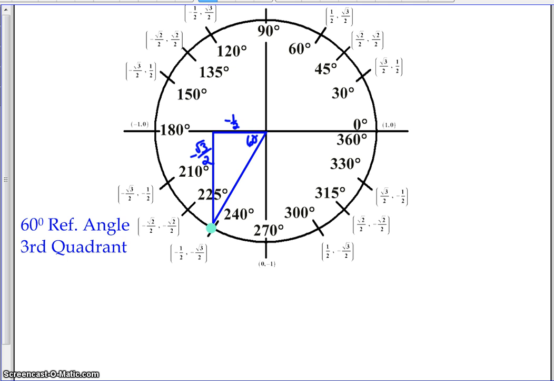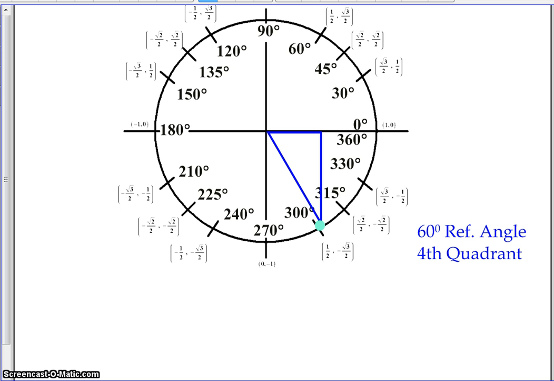Don't worry that you have to have this memorized just yet. Hopefully it'll become more human nature to you, more kind of understandable as we go through. Now we're at positive 1/2 and negative square root of 3 over 2 in the fourth quadrant here.